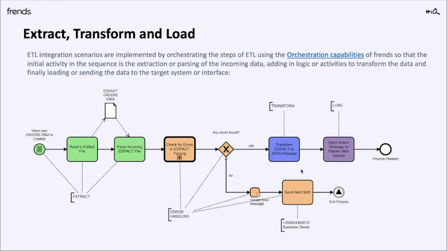So in this example, we read orders from a file system, and then we extract or parse the incoming Edifact file. We validate the actual environment and the specific messages. If errors are found, we transfer the information into a JSON message and then use our modern partner web service to load the data into another system. If we have a failure, we are able to raise error messages and send alerts through SMS. And we are able to define who is going to receive the information about the failed messages.